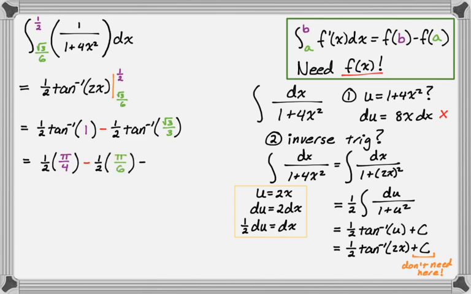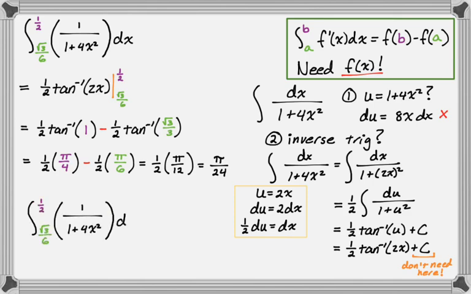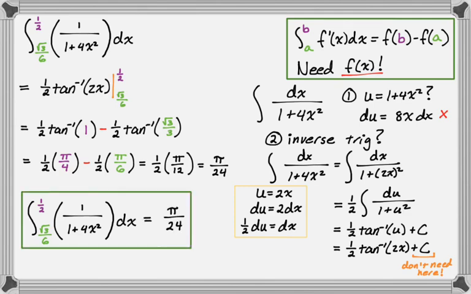And now I need to simplify this. I'm going to take out the 1/2 and then just subtract pi over 6 from pi over 4 and get pi over 12. So overall I'm getting pi over 24. So it turns out that our definite integral here from root 3 over 6 to 1/2 of 1 over 1 plus 4x squared is pi over 24. All right, so that's another example that you can look at of using the fundamental theorem.